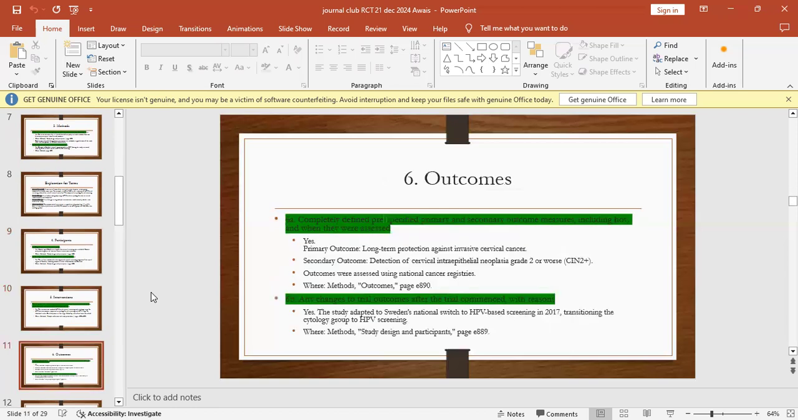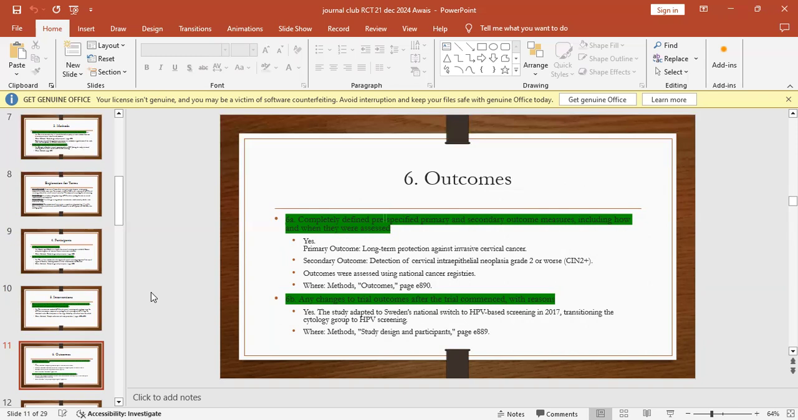Next, we have to move to the outcomes. We have to identify the completely defined pre-specified primary and secondary outcome measures, including how and when they were assessed. Yes, the primary outcome that they stated is the long-term protection against invasive cervical cancer, while the secondary outcome is detection of cervical intraepithelial neoplasia grade 2, that is also known as CIN2. Outcomes were assessed using national cancer registries.